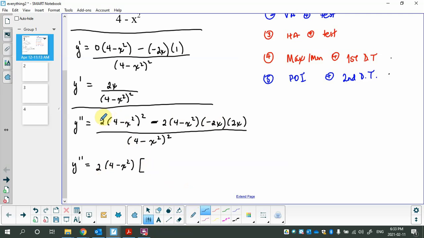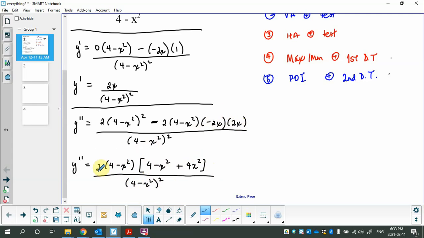So now, this is gone. One of these is gone, so I need one left. And I'm not going to put it in a bracket because there's nothing in front of it. Minus, the 2 is gone. This is gone. And I'm left with negative 4x squared. So negative 4x squared turns that into a positive. And then all of that over 4 minus x squared, squared.